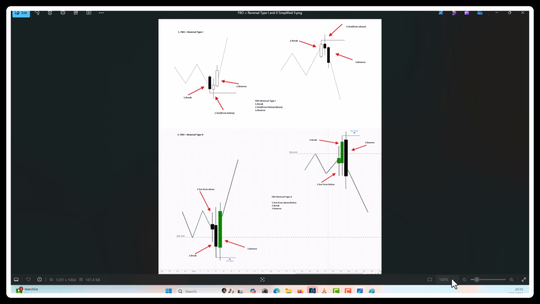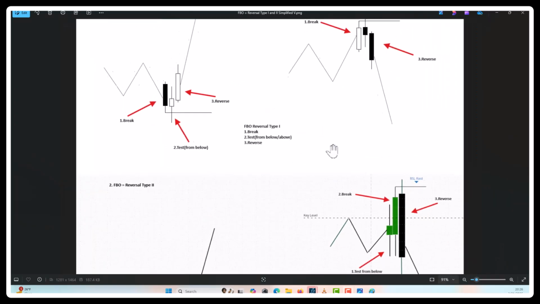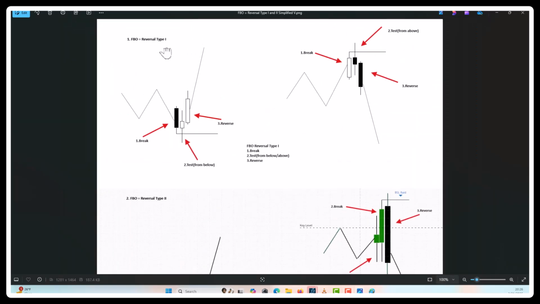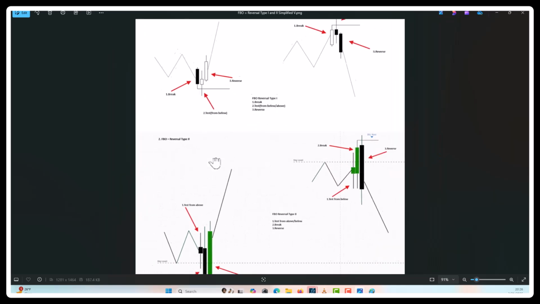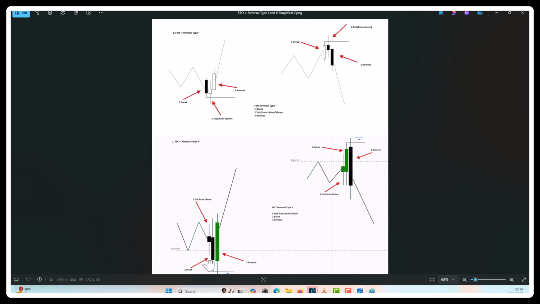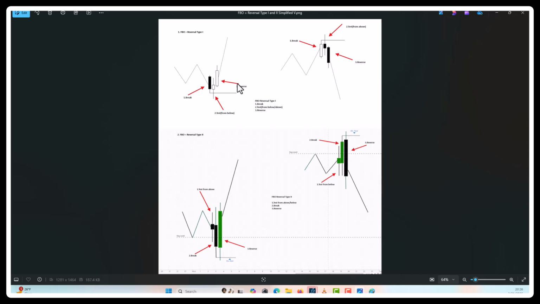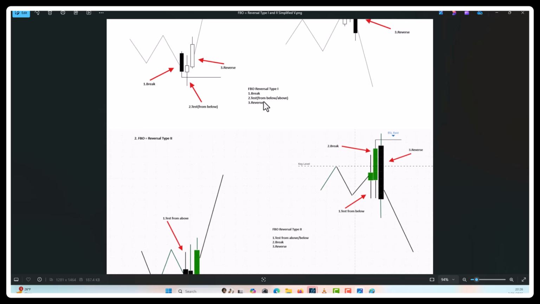Let's make this a little bit bigger. Alright, we're able to make it zoom in analysis. So the first one is the reversal type 1. Basically the level right there is, I think we forgot to draw that level, but the key level right there, just right here, the low right there. So it's break test from below, right? Test from below, and then it reverse.